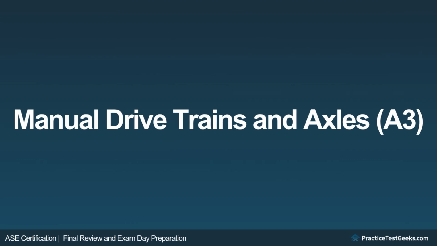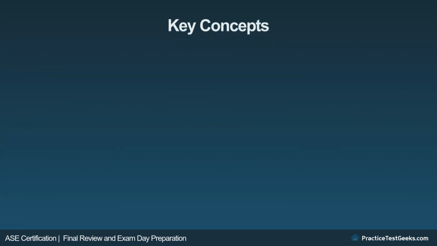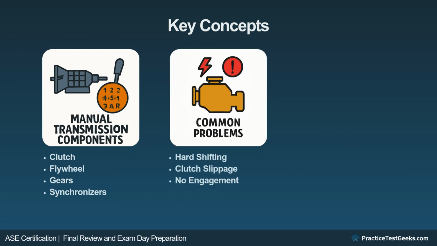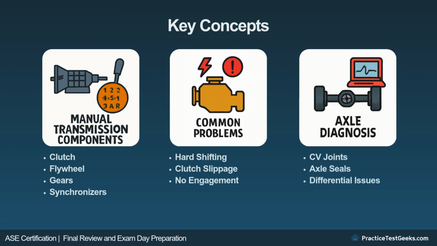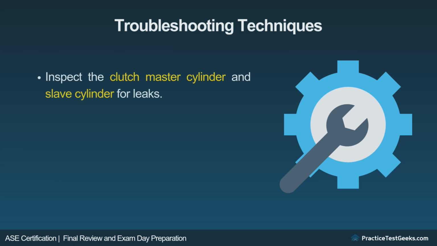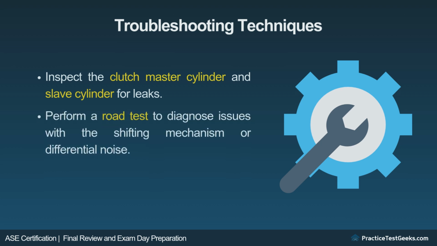Manual drivetrains and axles. A3. Manual transmission and drivetrain systems are simpler than automatics, but still require attention to detail for optimal performance. Key concepts. Manual transmission components. Clutch, flywheel, gears, and synchronizers. Common problems: hard shifting, clutch slippage, or no engagement. Axle diagnosis. Look for worn CV joints, axle seals, and differential issues. Troubleshooting techniques. Inspect the clutch master cylinder and slave cylinder for leaks. Perform a road test to diagnose issues with the shifting mechanism or differential noise.